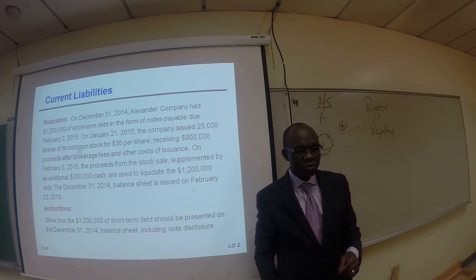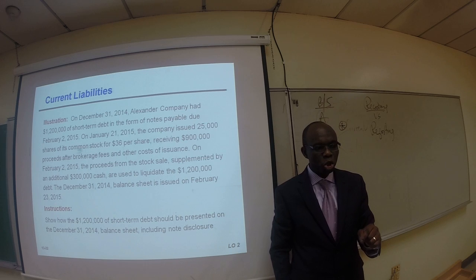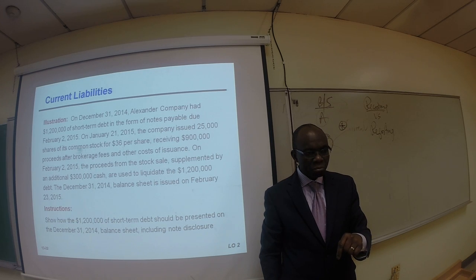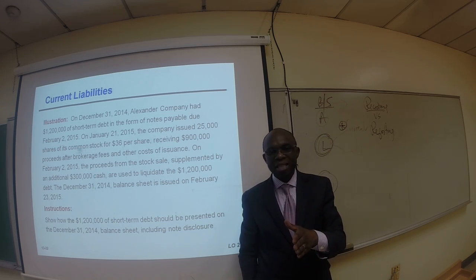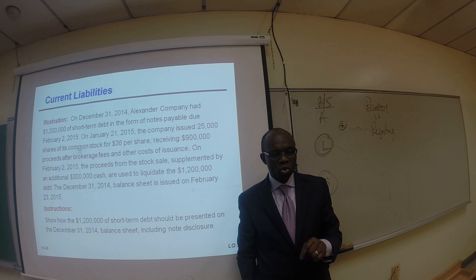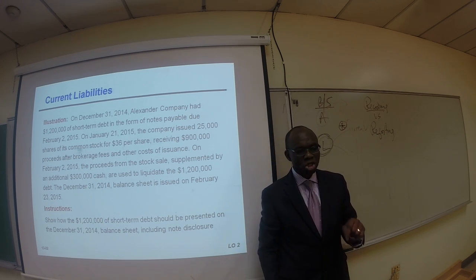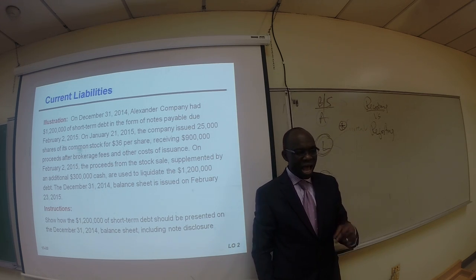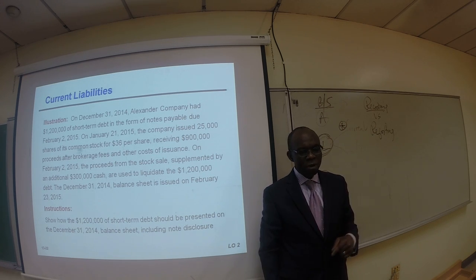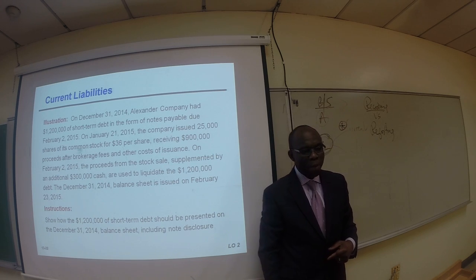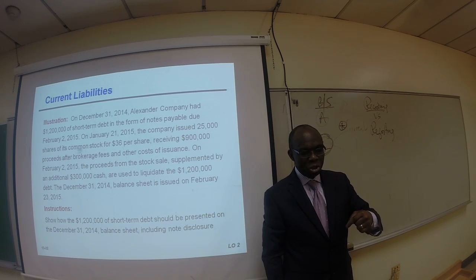So on December 31st, 2014, a company had $1.2 million of short-term debt in the form of notes payable due February 2nd, 2015. So that is 2 months after the end of the accounting year, the $1.2 million is due. On January 21st, 2015, the company issued 25,000 shares of its common stock at $36 per share, receiving $900,000 proceeds after brokerage fees and other costs of issuance. On February 2nd, 2015, the proceeds from the stock sale, supplemented by an additional $300,000 cash, were used to liquidate the $1.2 million debt.